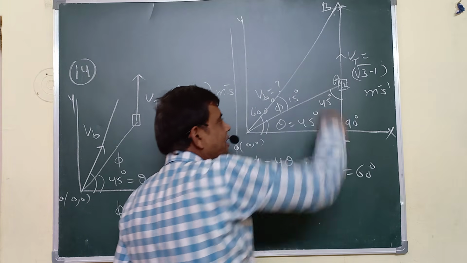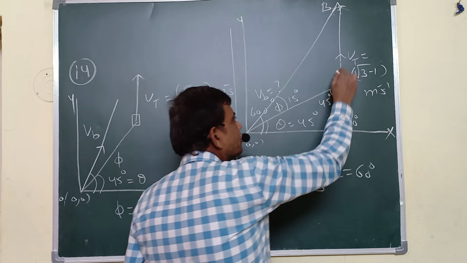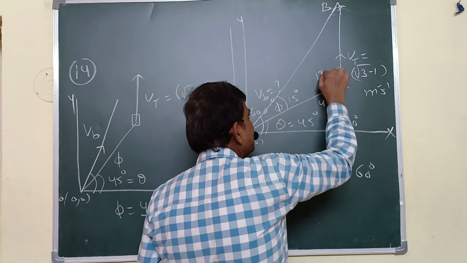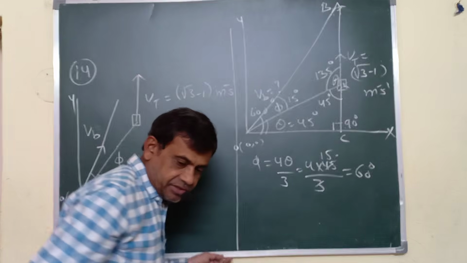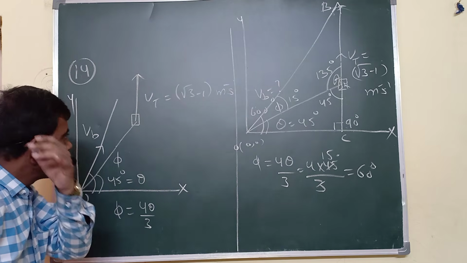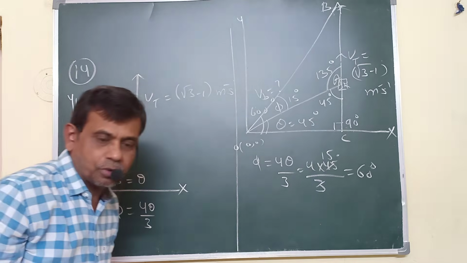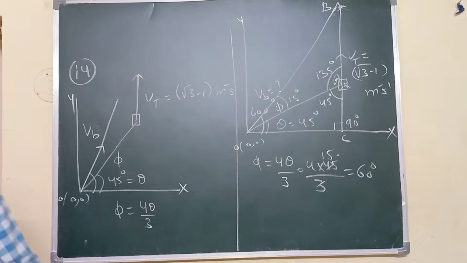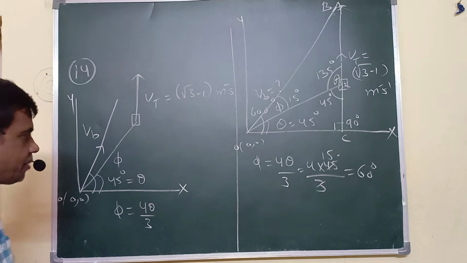So this is one straight line. In this is 45. So what about this? 180 minus 45. So I am getting this as 135 degrees. Here I am applying the sine rule. What is the sine rule? First I am explaining.